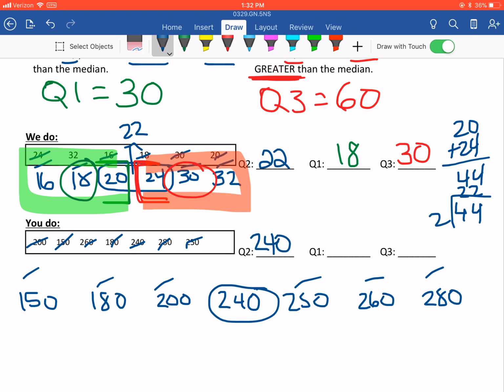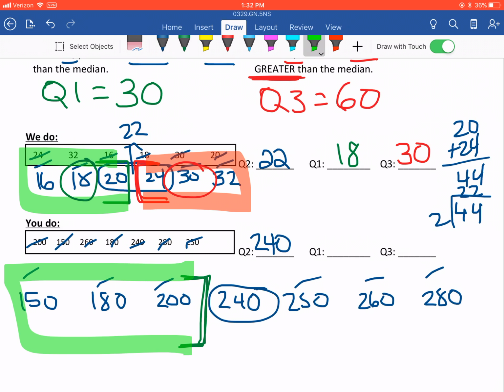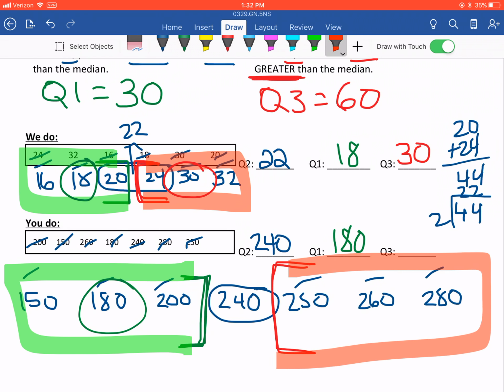All right, to find Q1, I look at all the numbers that are less than, so just these numbers here. The one that's in the middle of all those numbers is 180. And then for Q3, I look at all the numbers that are bigger than 240, so just these guys. So Q3 is 260.